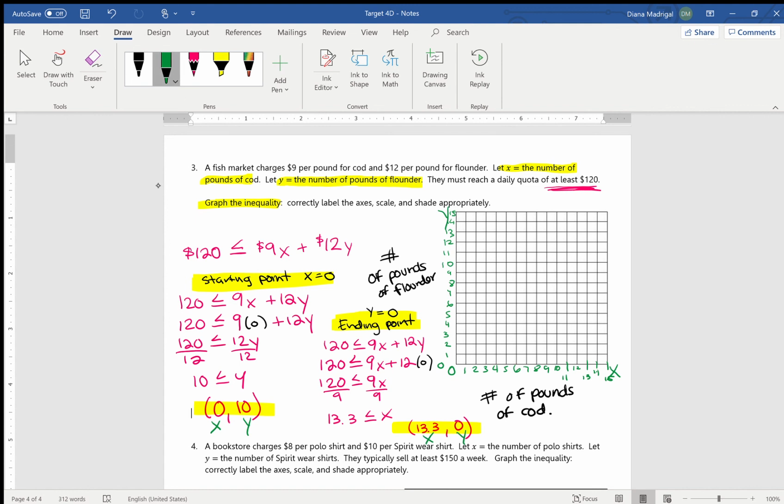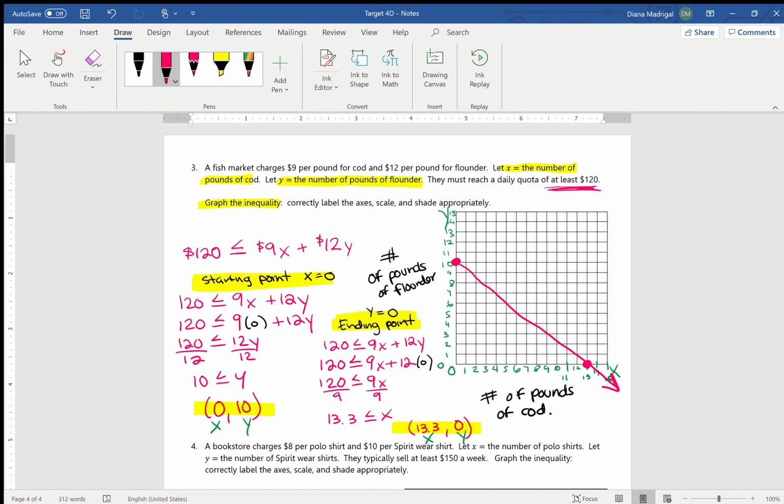All you're going to do is plug in your points now. Again, our first point is at 0 and 10. This is the starting point. Your ending point is when it's 13.3 on the x, so I'm just going to round it to 13, and then 0, which is down here. It doesn't go up or down. Now that I have my 2 points, I'm connecting them to make my line. The line that I make is solid, because my sign tells me that it's going to be a solid line.